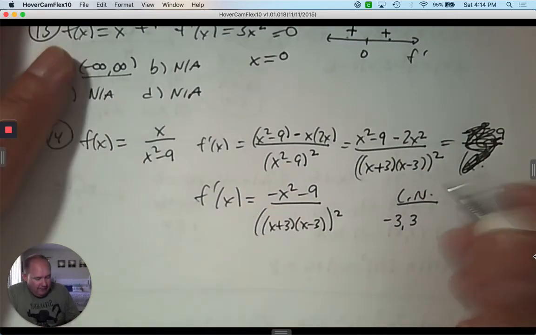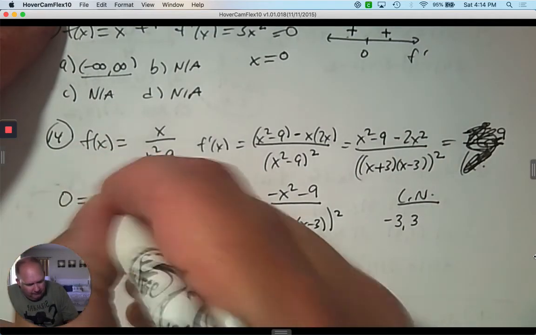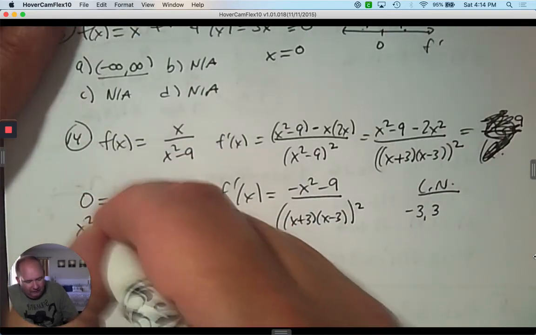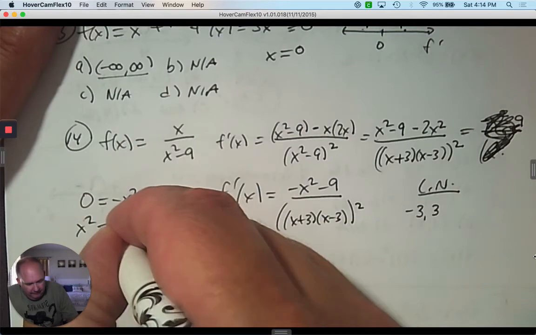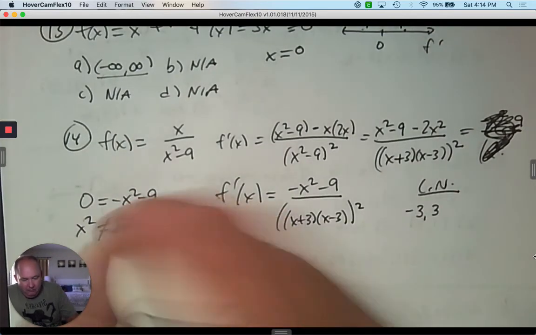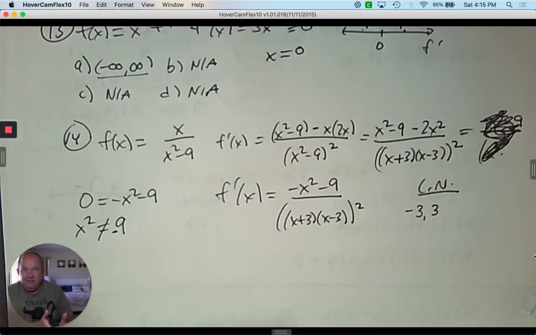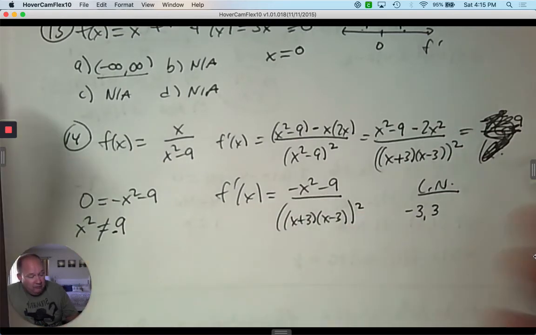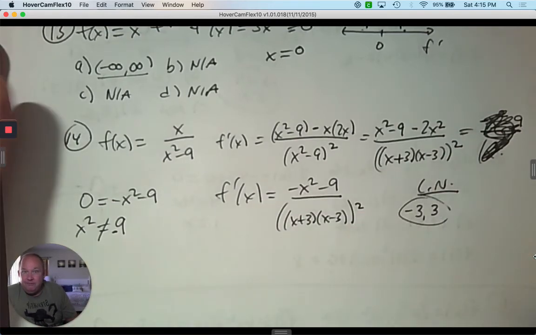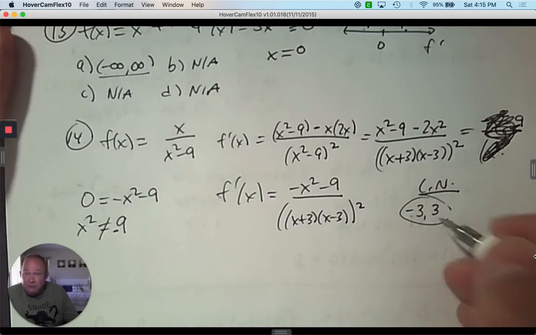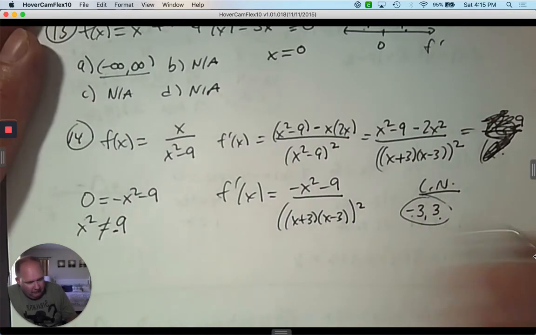In the numerator, let's make that equal to 0 and see what happens. So I'm going to add x squared. And I want you to notice I get x squared equals negative 9. Well, x squared can't equal negative 9. You square any number, it's going to be positive. So there's no value that makes the numerator 0. So the only critical numbers are here, and they're actually at the asymptotes. Those are the only critical numbers, negative 3 and positive 3. So let's draw a number line.